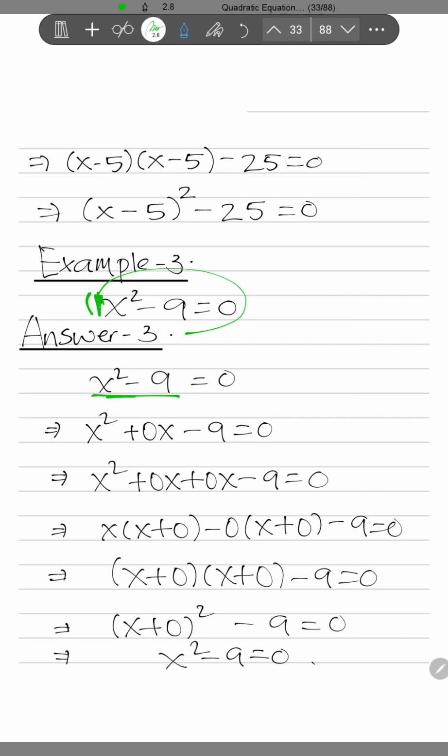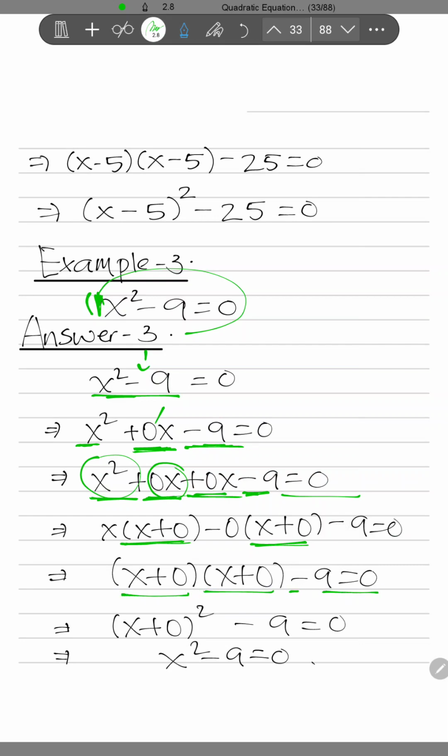X squared minus 9 is equal to 0. What is the middle one here? It is 0x. X squared plus 0x minus 9 is equal to 0. What is half of 0? It is 0. X squared plus 0x plus 0x minus 9 is equal to 0. Now, what's the common term between these two? Which is x. X into x plus 0 minus 0 into x plus 0 minus 9 is equal to 0. X plus 0 the whole square minus 9 is equal to 0 is the completed square format of this quadratic equation.